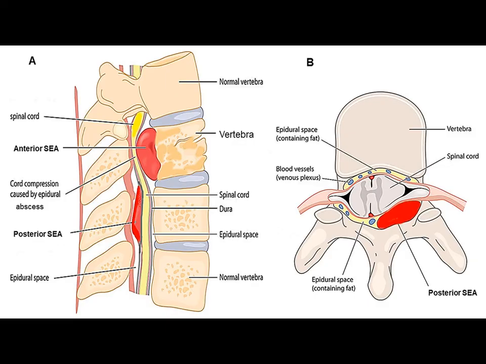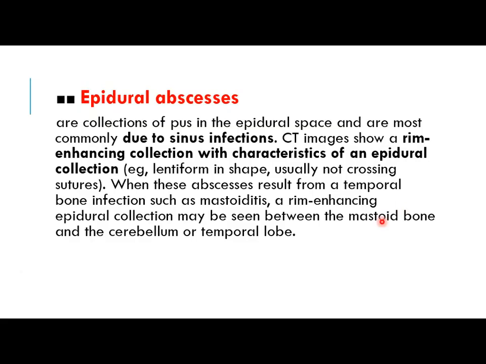This is a diagram. We can see the sites for epidural abscess formation, either an anterior spinal epidural abscess or a posterior spinal epidural abscess. These are the common sites for abscess formation. Epidural abscesses are collections of pus in the epidural space, and they are most commonly due to sinus infections. When we have a sinus infection, it may lead to epidural infection.